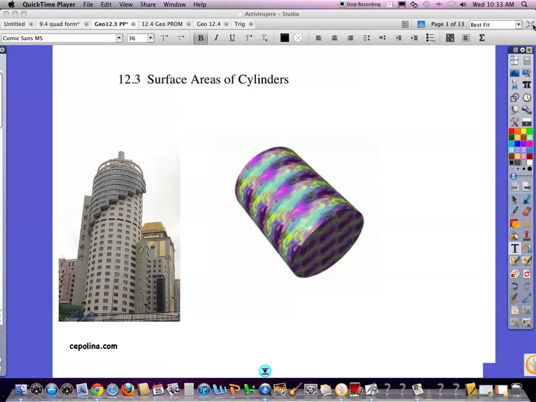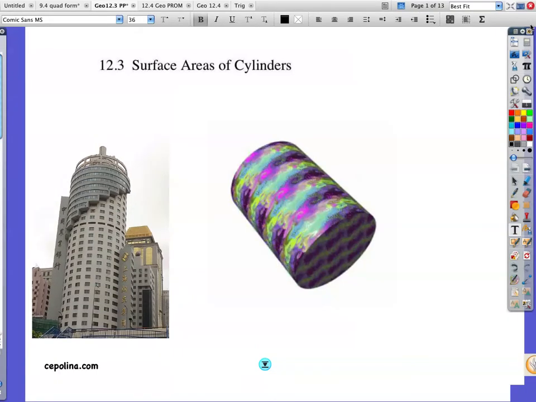Okay, we are now looking at section 12.3, surface areas of cylinders. As you can see here, I've got a couple of cylinders. There's a nice picture of a cylinder. I thought this was a funky building. Yeah, that's pretty incredible. So even in architecture, I'd have a cylinder here. Obviously, it's got a nice little touch to it. Imagine painting that, and then you have all those windows to take care of or avoid. So, surface area of cylinders.